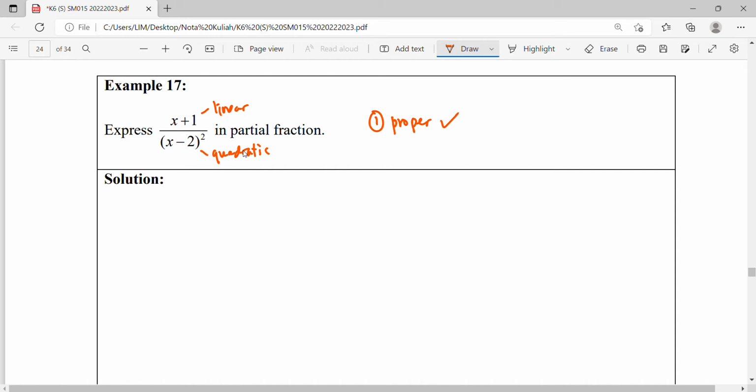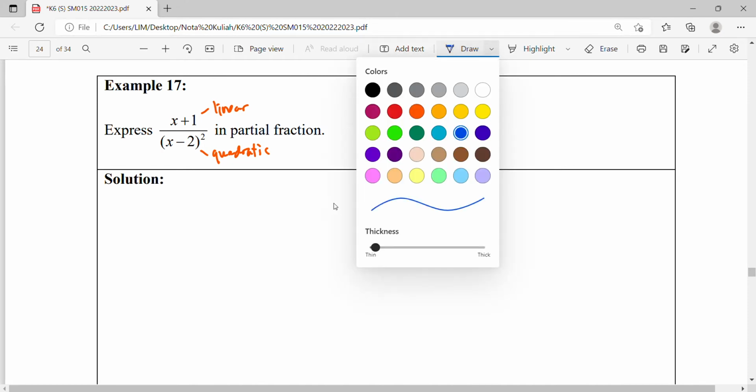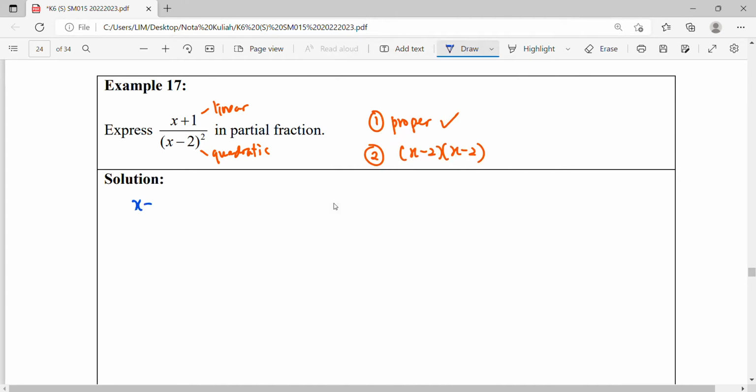So the second step, we're going to make sure the divisor, or our denominator here, is in factored form. For this, it is (x - 2) squared. So the denominator is completely factored. Then we can start our partial fractions.